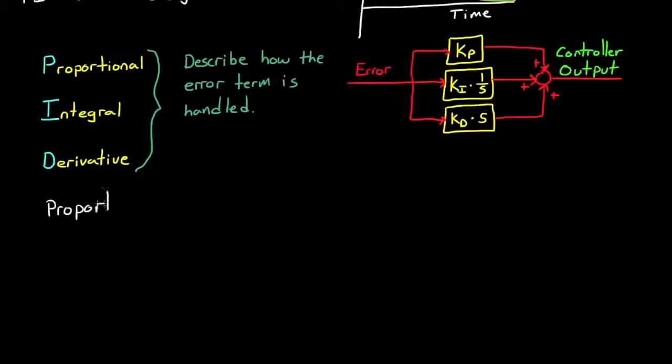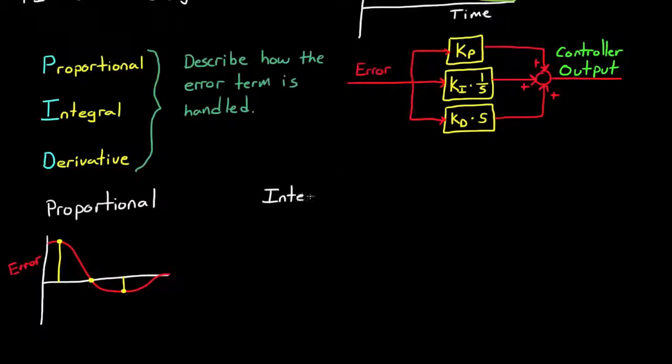Let me explain what I mean with a few plots here. Let's say the error in the system is changing over time, like this red line. In the proportional path, the output is the error scaled by the gain Kp. So you can see here that when the error is large, the proportional path will produce a large output. When the error is zero, the output in the path is zero, and when it's negative, the output is negative.